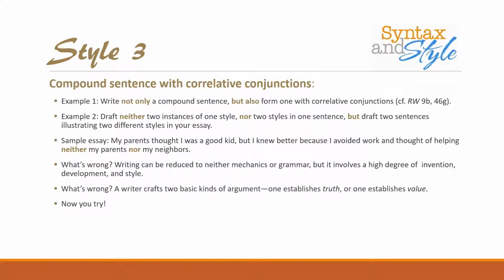The third type of stylized sentence is a compound sentence with correlative conjunctions. A compound sentence is composed of two independent clauses with any attached modifiers, and they are connected in various ways with appropriate punctuation. In form, correlative conjunctions come in pairs, such as not only this, but also that, either this or that, and neither this nor that, but this other thing.